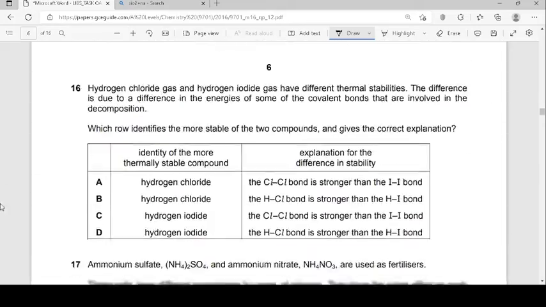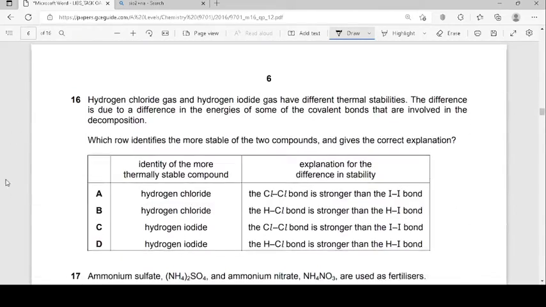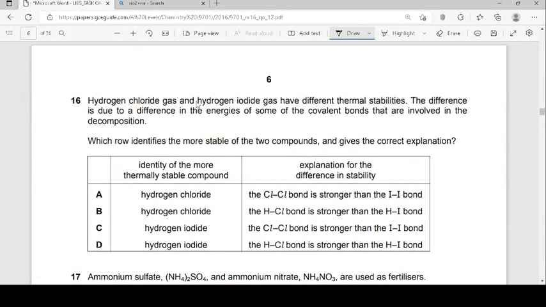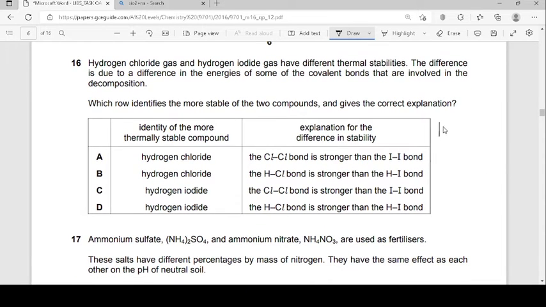Great. Question number 16. Hydrogen fluoride gas and hydrogen iodide gas have different thermal stabilities. The difference is due to difference in the energies of some of the covalent bonds that are involved in the decomposition. Which row identifies the more stable of the two compounds and gives the correct explanation? So let me just start with fluorine, chlorine, bromine, iodine, astatine. Why not include fluorine as well, because it's also part of the group. Now, explanation for the difference in stability. Why would I mention Cl-Cl or I-I? I'm going to cross that out.